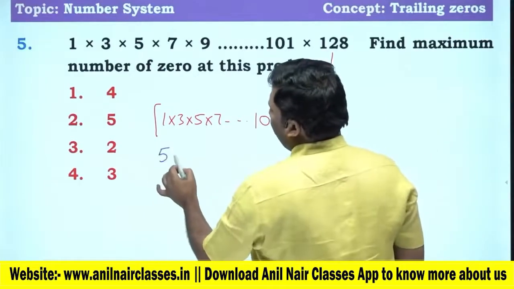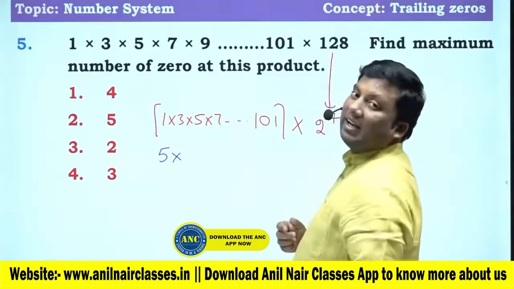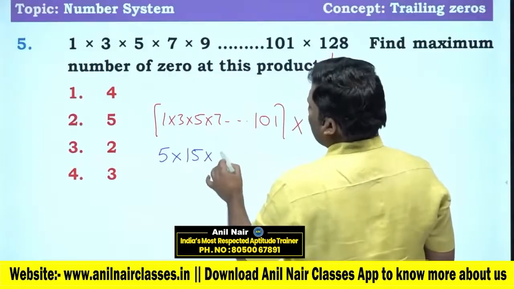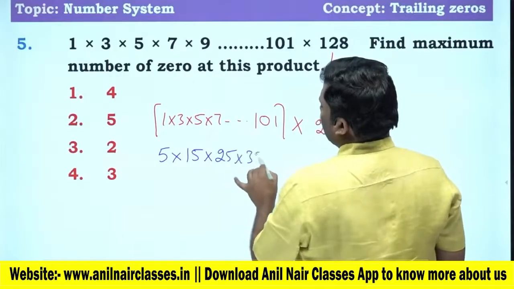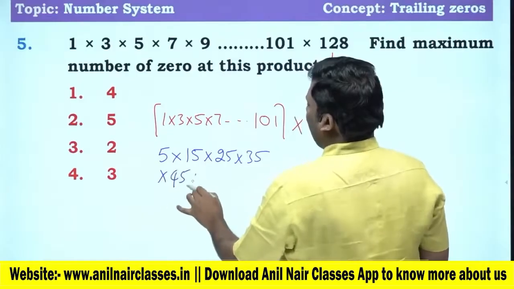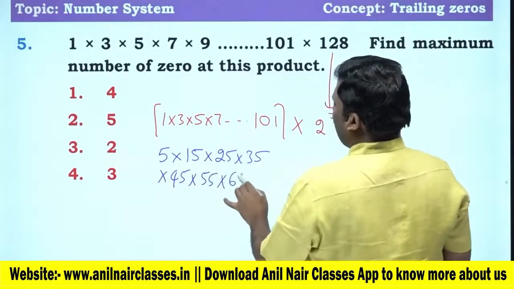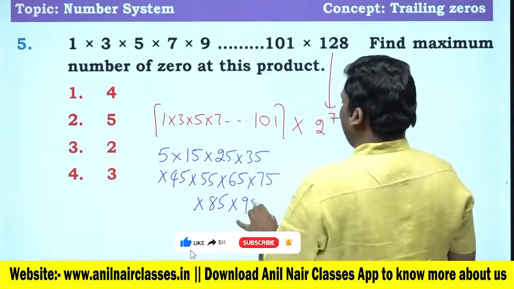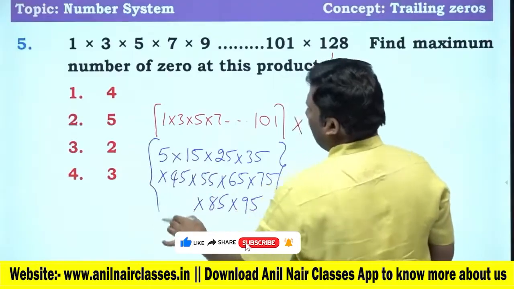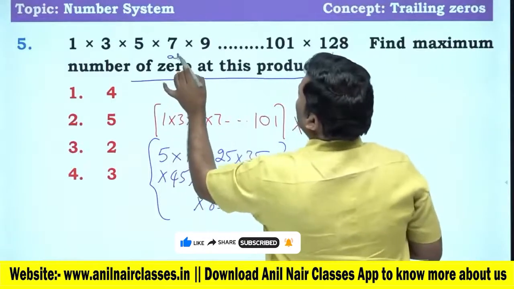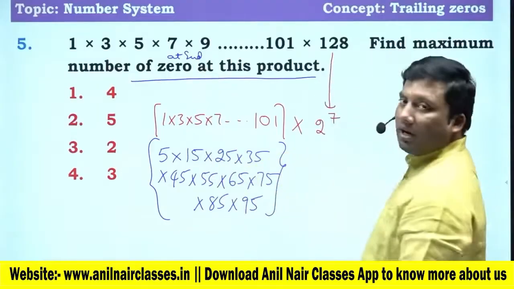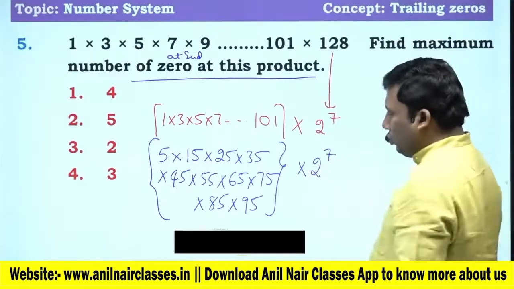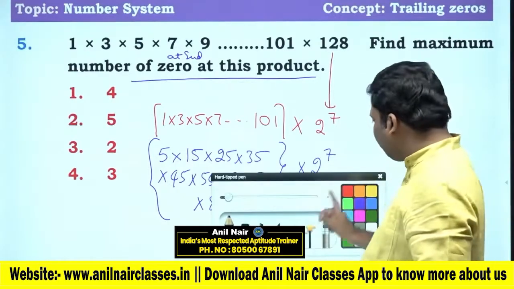So this will be 5, 7, 9, 11, 13, 15. Extra, all are odd numbers, right? 25. Next will be 35, 45, 55, 65, 75, 85, and next will be 95. Only the focus will be on these numbers because I require number of zeros at the end into 2 power 7. Now listen carefully, sir.